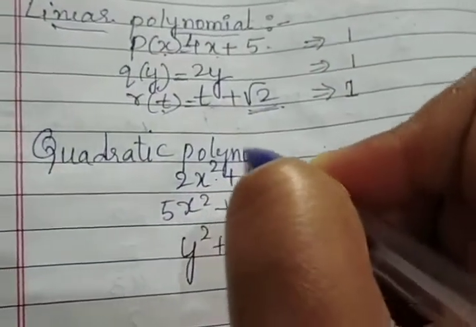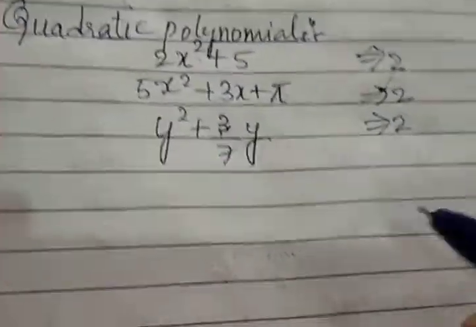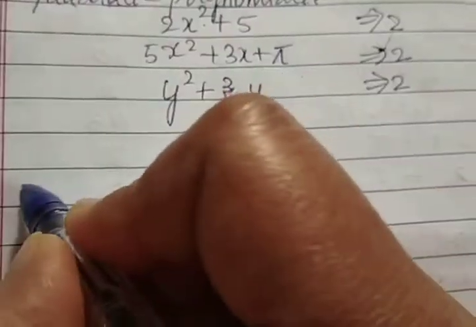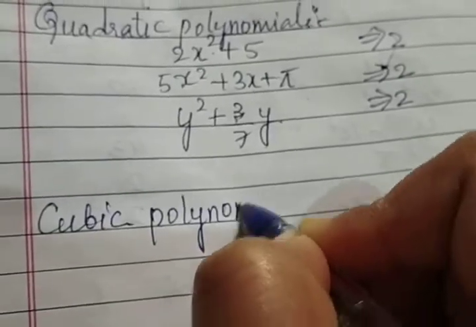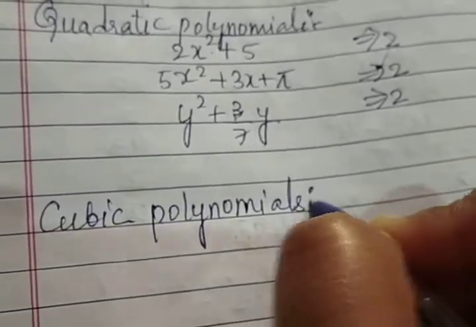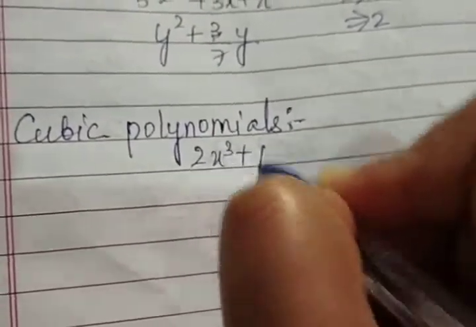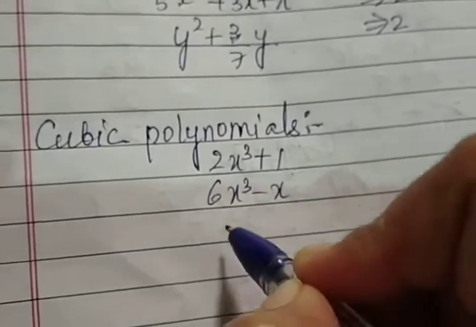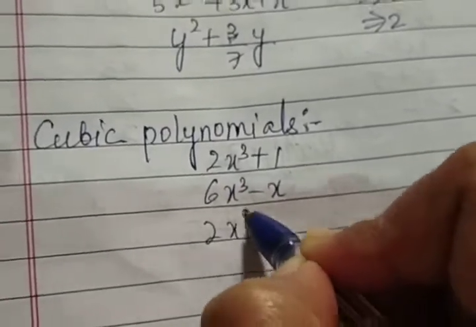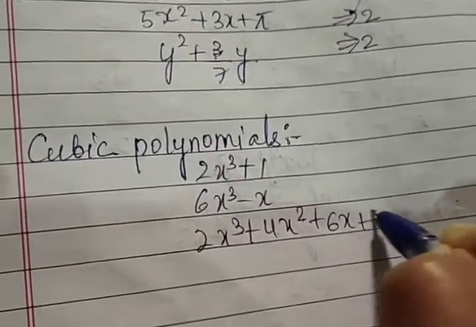Quadratic polynomials are those with degree 2. Similarly, if the degree is 3, what do we call them? If the degree is 3, we call them cubic polynomials. You can write some examples for which the degree is 3: 2x cube plus 1, or x cube minus x, or 2x cube plus 4x square plus 6x plus 7.